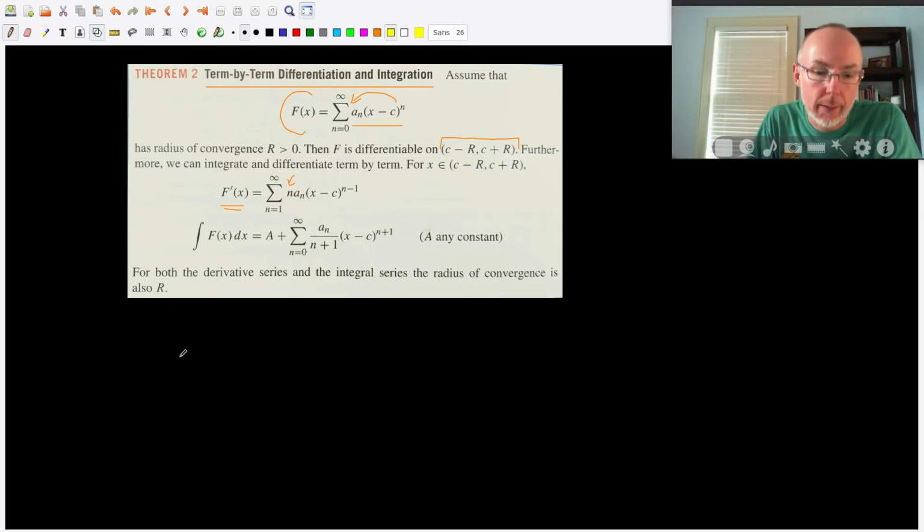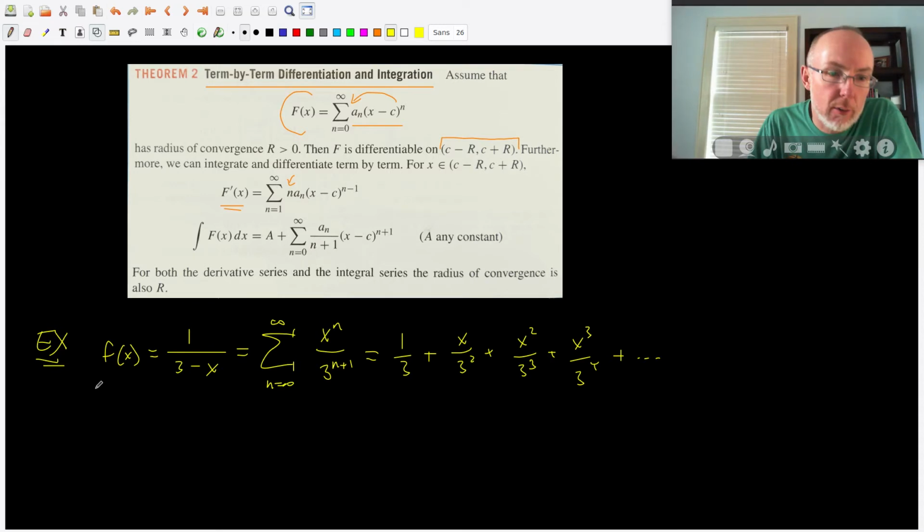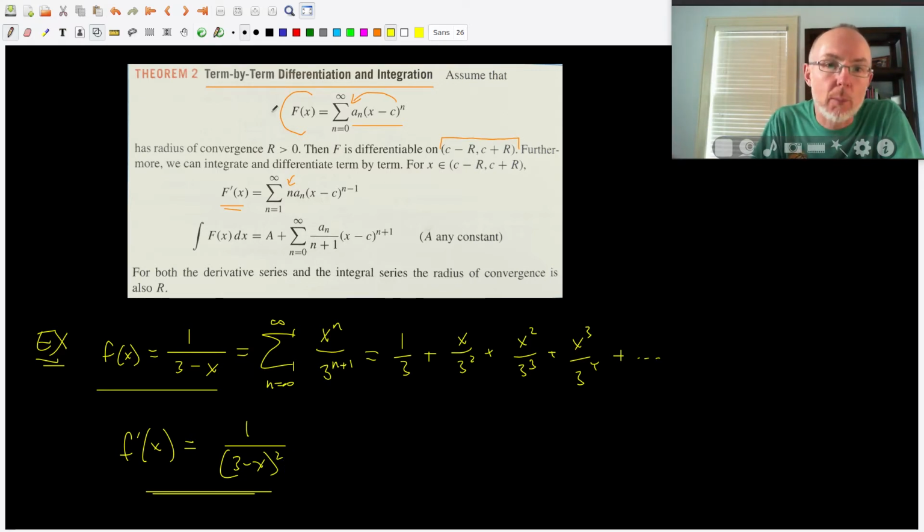So let me give you an example. We've just shown that we can represent the function 1 over 3 minus x using this power series. So what this theorem's saying is I can use the derivative of this, and we know the derivative of 1 over 3 minus x is going to be 1 over 3 minus x all squared, just differentiating it. Well, this theorem tells us that if I just differentiate that function, I can also just differentiate the power series term by term, and that gives me a power series for this derivative.